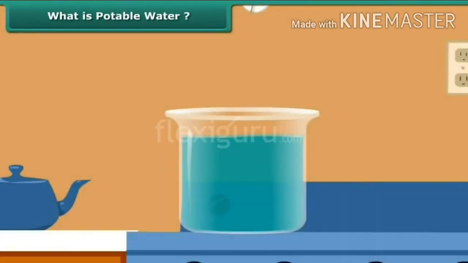Another method of purifying water is chlorination. It is a chemical method. It is done by adding chlorine tablets to the water.